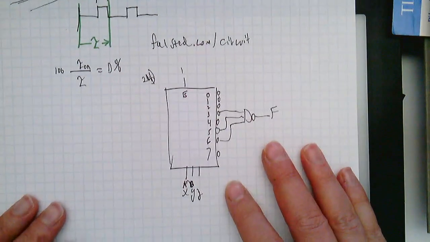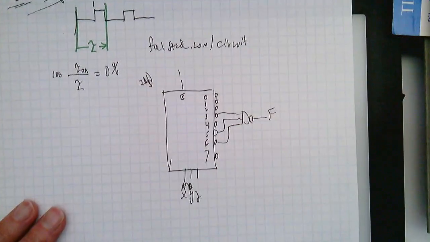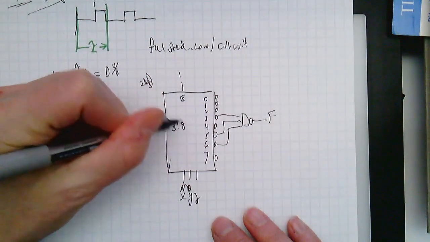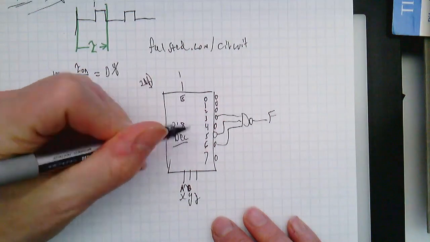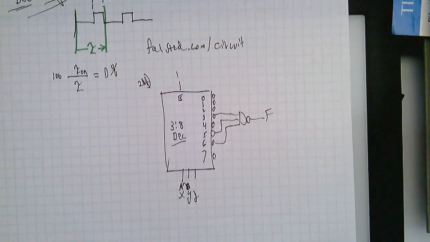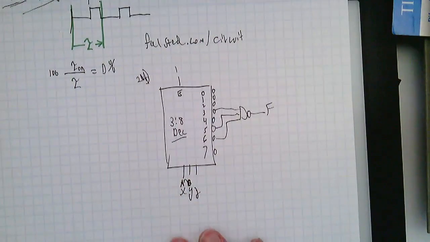So, what's the question? Forget the question. A 3 to 8 decoder, right? So this is 3 to 8, connected as shown, where X, Y, and Z are inputs. Z is the least significant bit. What's the question? All right, why don't we do the truth table on this one?